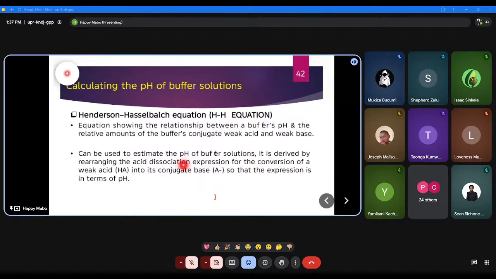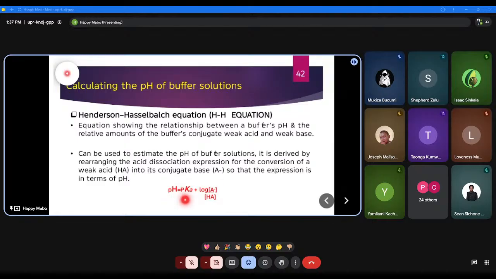It can be used to estimate the pH of a buffer solution, and it is derived by rearranging the acid dissociation expression for the conversion of a weak acid into its conjugate base, so that the expression is given in terms of pH. So that's the Henderson-Hasselbalch equation that we're going to have to use.